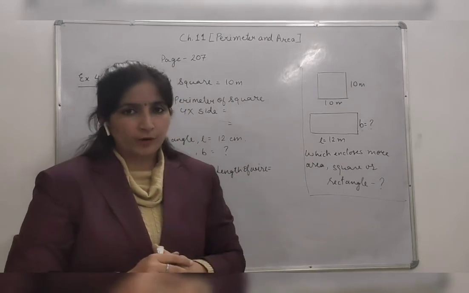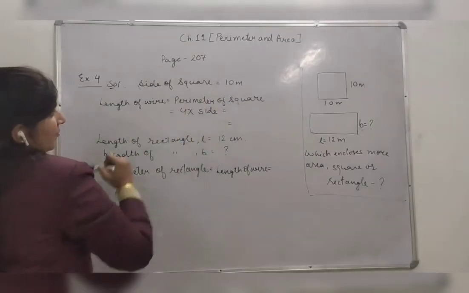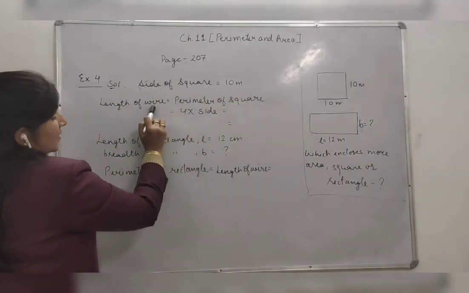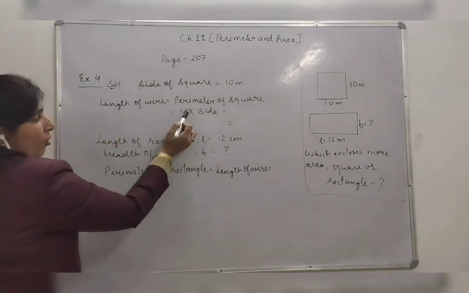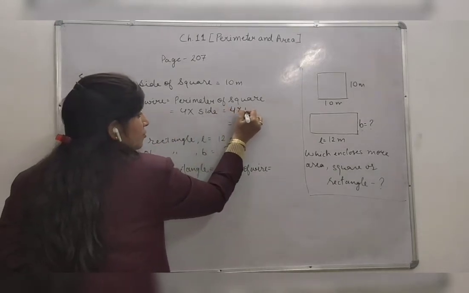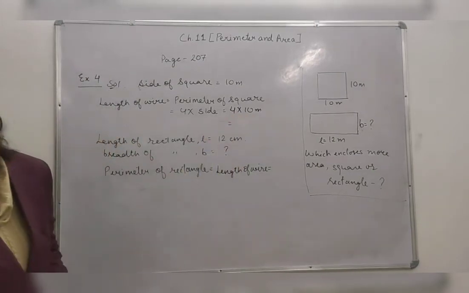So this is all about the question. So let us start. Side of the square is given, which is 10 meter. The length of the wire is equal to the perimeter of the square, and the formula for the perimeter is 4 into side, that we can find out, 4 into 10 meter, and I think it is given in centimeter.